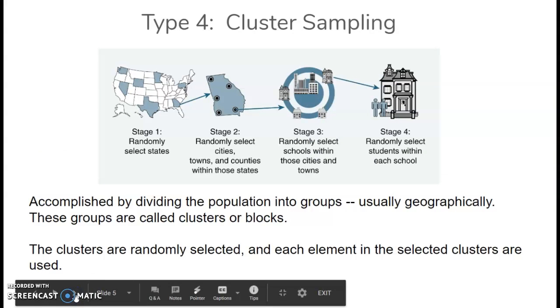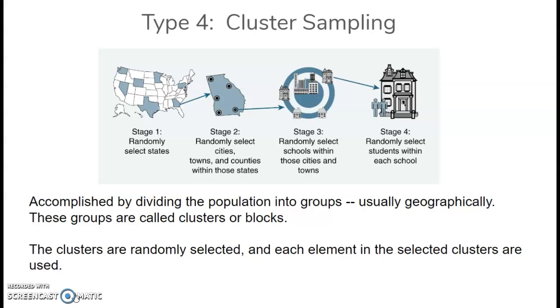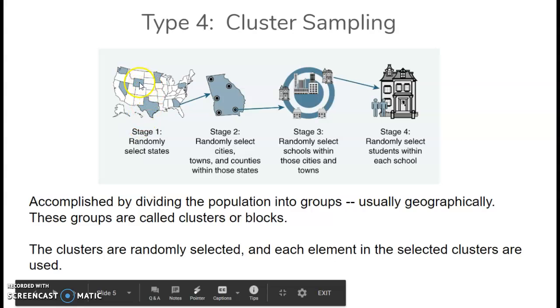The fourth one is called cluster sampling. This is accomplished by dividing the population into groups, usually geographically, like areas. These groups are called clusters or blocks. And then once you get your cluster of people, then you usually randomly select from inside the cluster, and then each of these elements are used. So for example, we've got some states chosen up here.